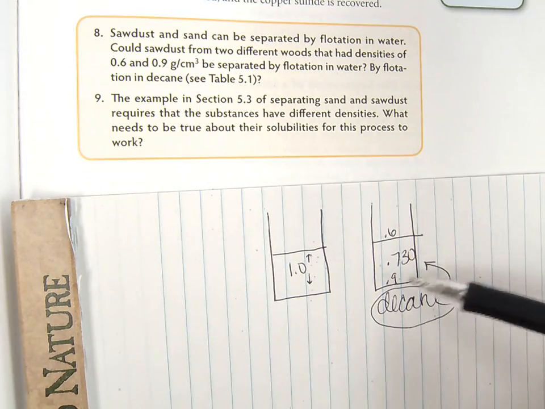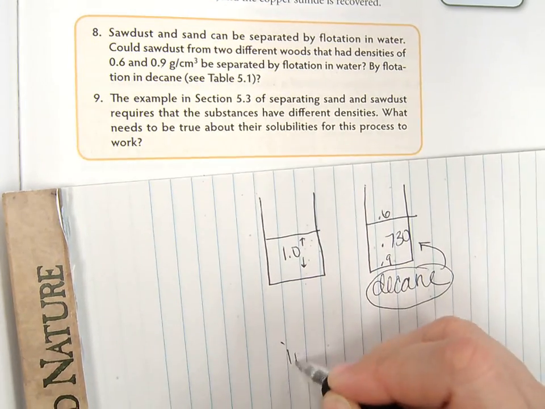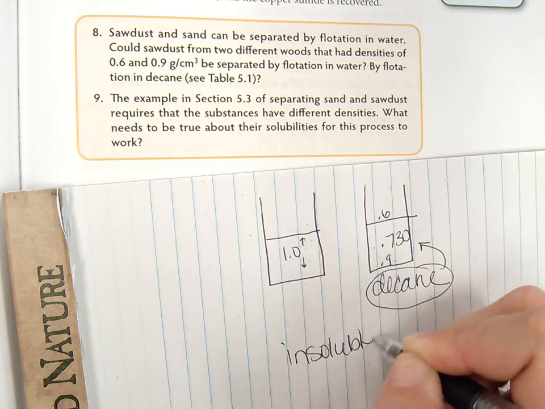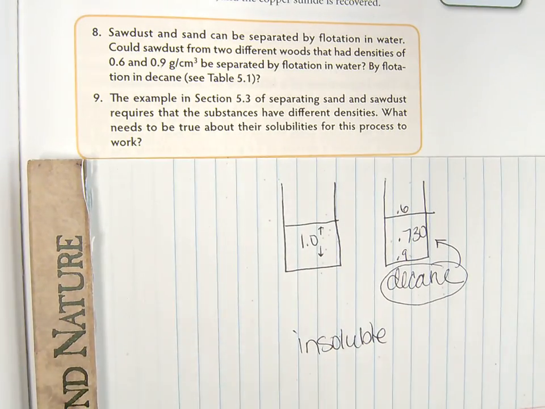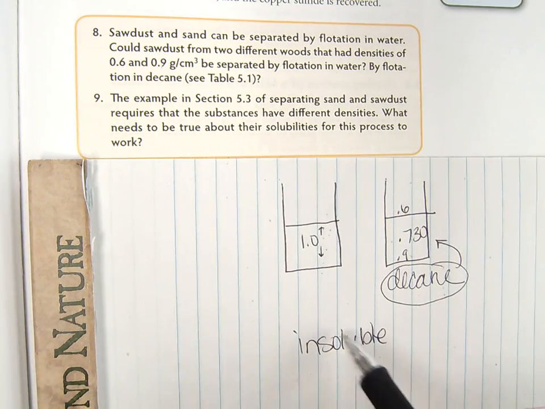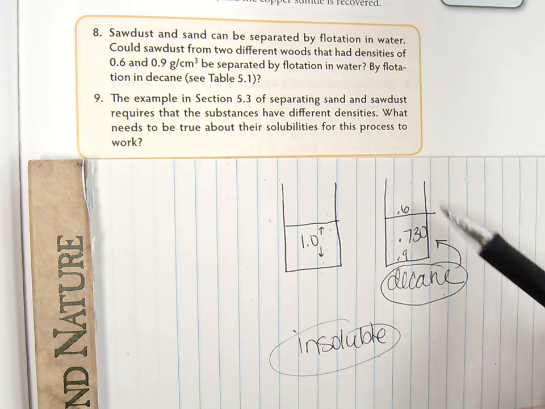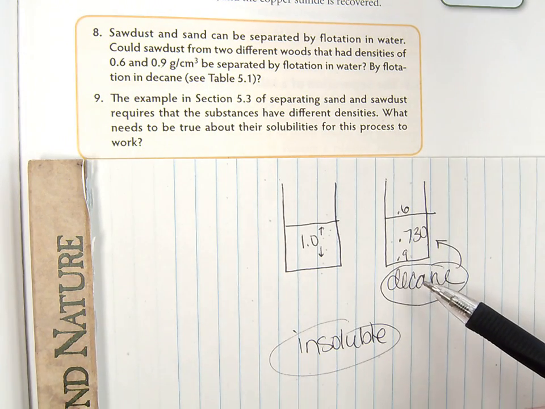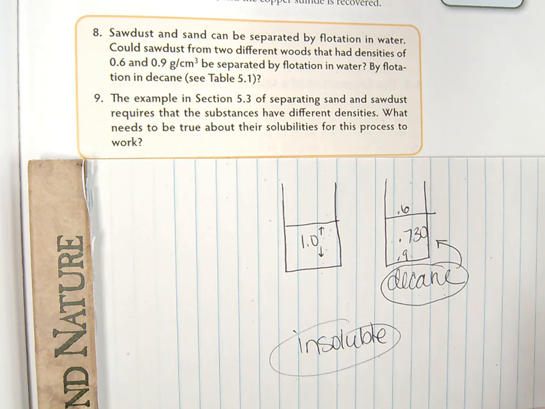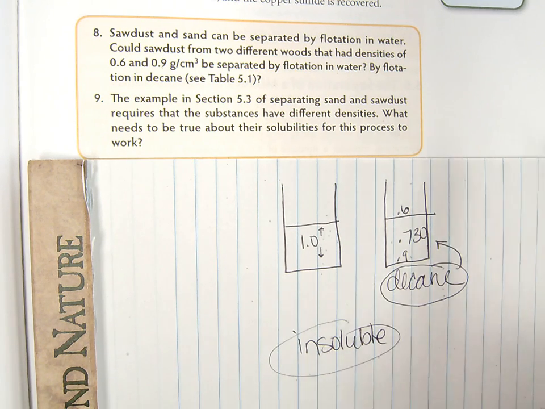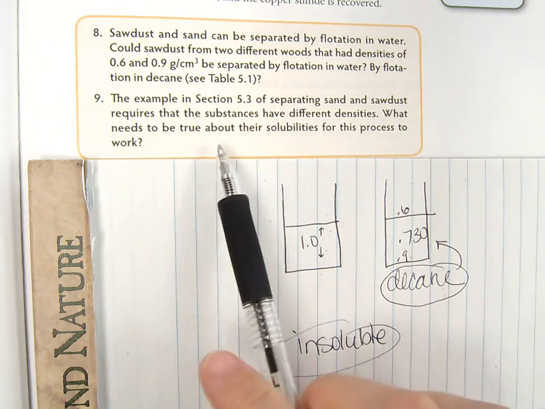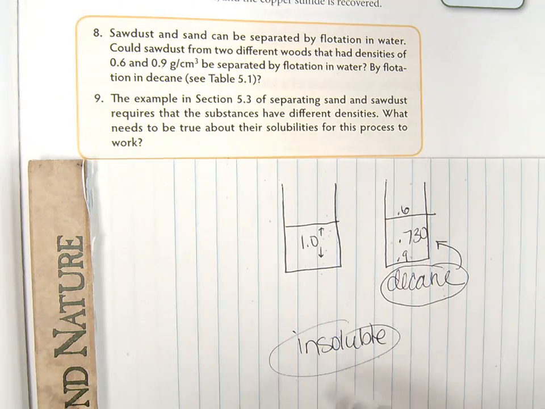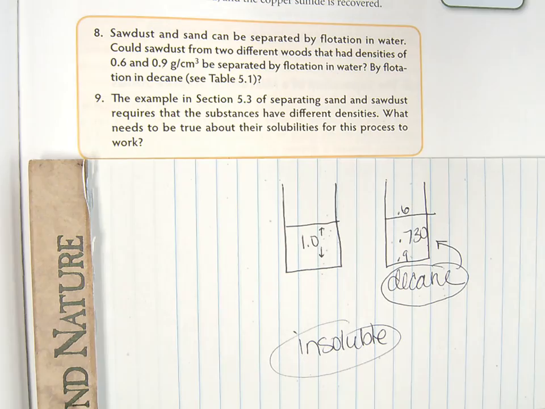In terms of their solubilities, both substances need to be insoluble in whatever liquid we're using to separate them. They have to be insoluble, because we want one to float and we want one to sink. And if one of them dissolves, then it's neither floating nor sinking, it's dissolved, and then this process won't work. And then we would have to use a different process. So both substances have to be insoluble in order for this process to work.